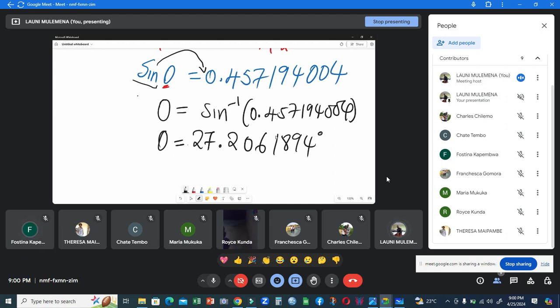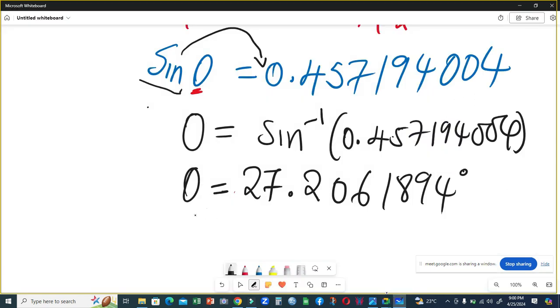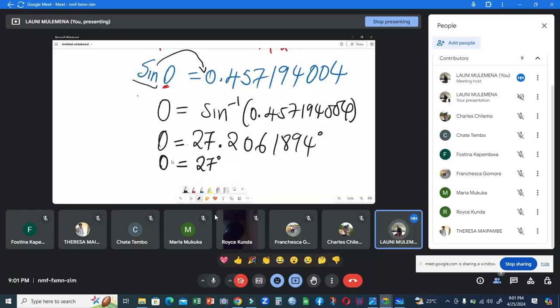Okay, so this is our answer. Now remember, what does the instruction say about angles? The instruction is saying we need to give our answer to the nearest two significant figures. So to the nearest two significant figures, the answer is just 27 degrees. This is the answer for angle O.